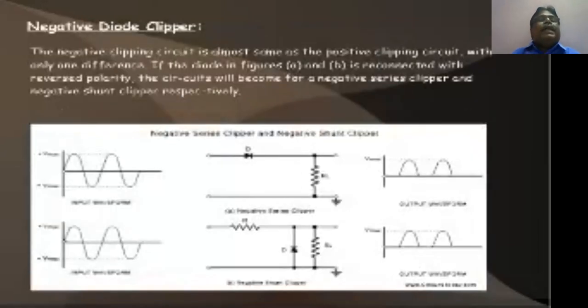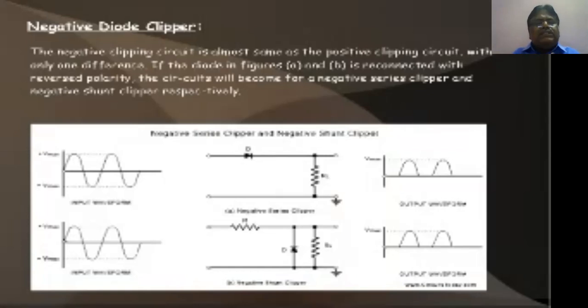So the output is minus V maximum when RL is greater than R. Next, negative diode clipper. The negative clipping circuit is almost the same as the positive clipping circuit, with only one difference. What is the difference? If the diode in figure A and B is reconnected with the reversed polarity, the circuits become a negative series clipper and a negative shunt clipper respectively.